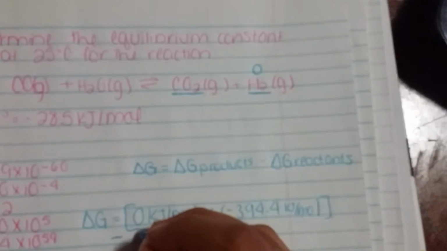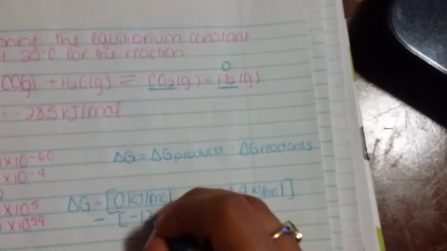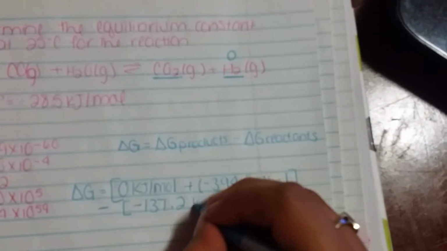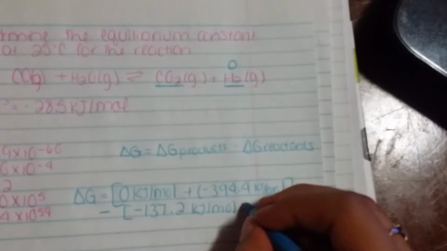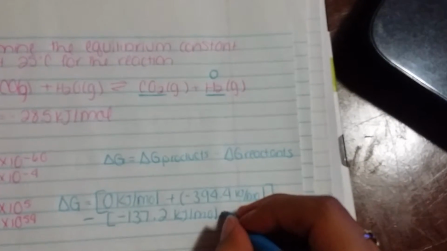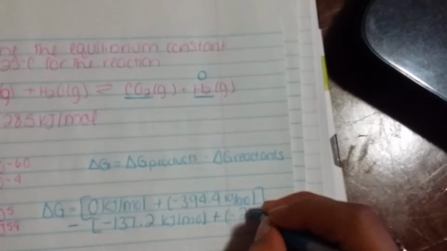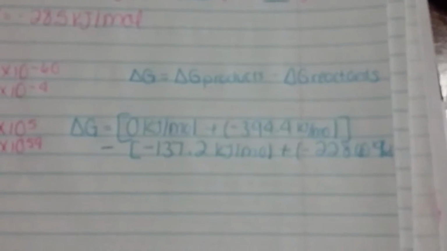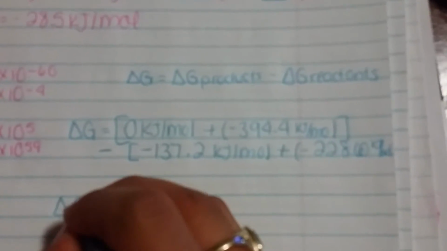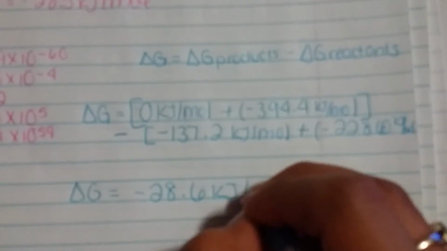minus negative 137.2 kilojoules per mole from the carbon dioxide, plus negative 228.60 kilojoules per mole from the water. So this gives us a total of negative 28.6 kilojoules per mole.